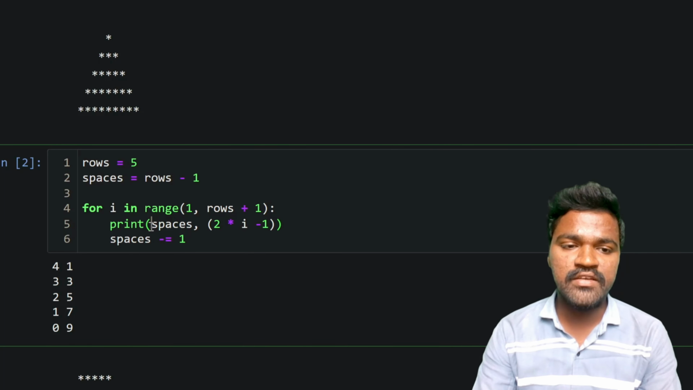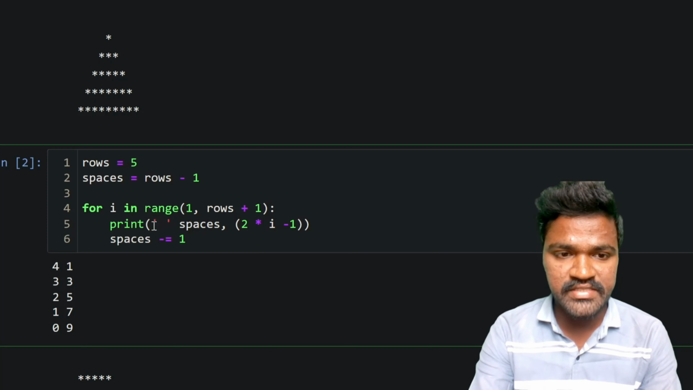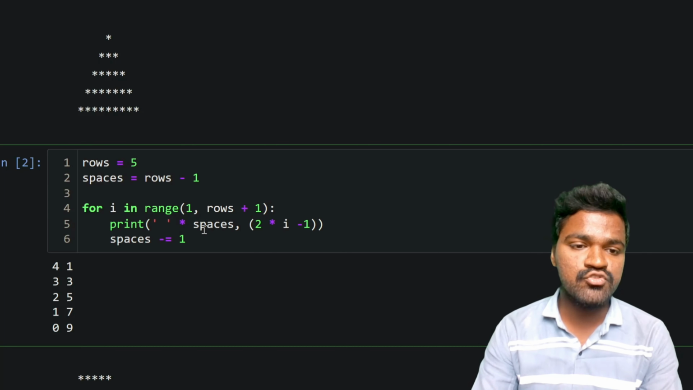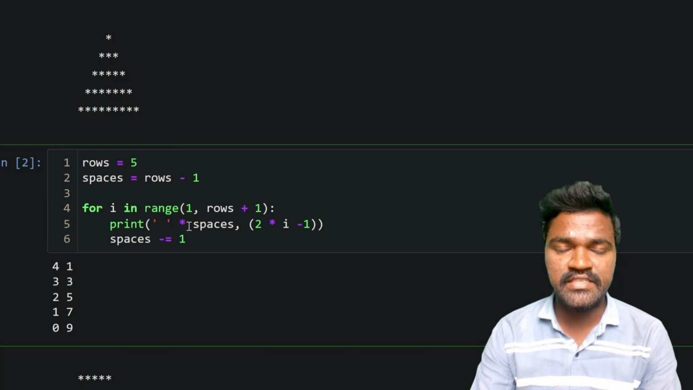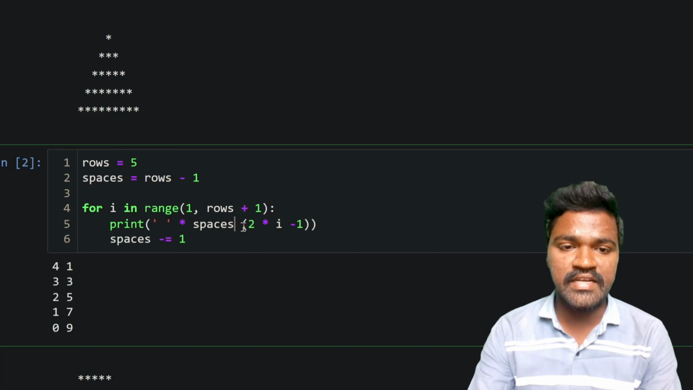We know that by using string multiplication we can multiply a value with specific stars or specific spaces. So here I am multiplying the spaces with the space character. This is what string multiplication is. If you don't know about string concatenation and string multiplication, in the first video on printing patterns I explained clearly what exactly string concatenation and string multiplication are. You can refer to that video as well.